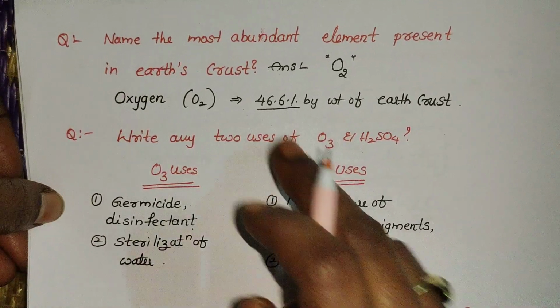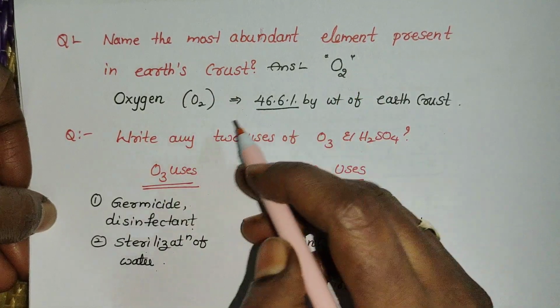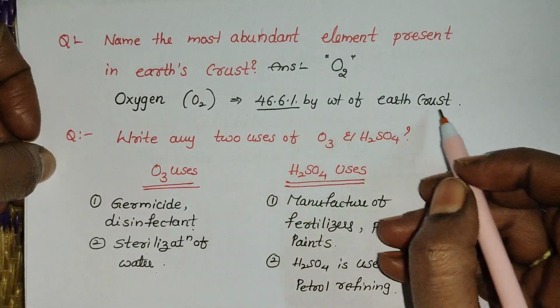Next question: name the most abundant element present in the earth's crust. That is oxygen. How much is the percentage? 46.6 percent by weight of the earth's crust.